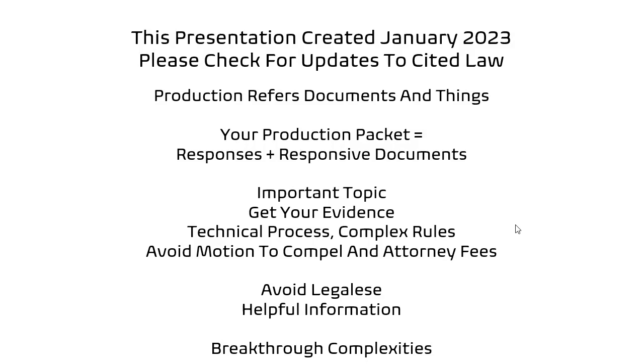And when I talk about a production package, I'm talking about the way you answer a request for production. You answer a request for production by giving to the sender your production package, which includes the responses to their request for production and the responsive documents. The responsive documents are the documents that have been sought and that are being turned over. So responsive documents can be like text messages or pay stubs, whatever goes into the package.